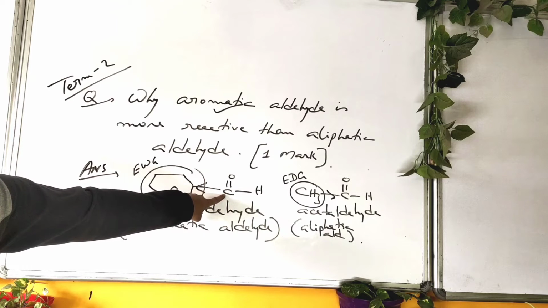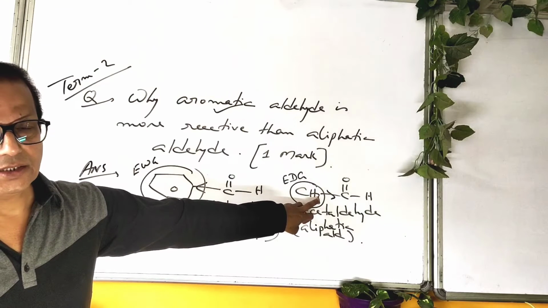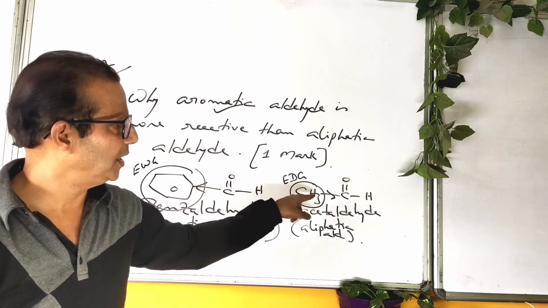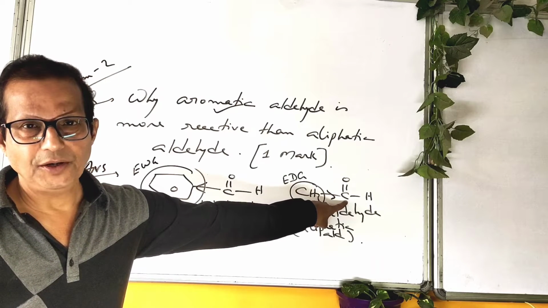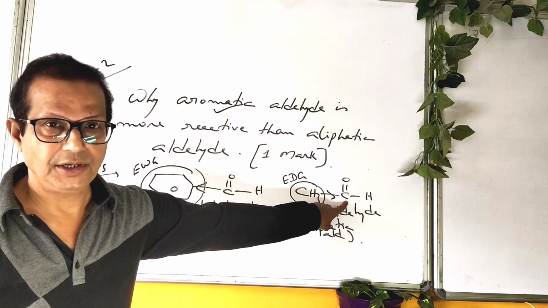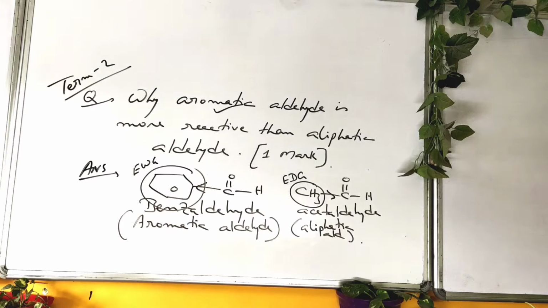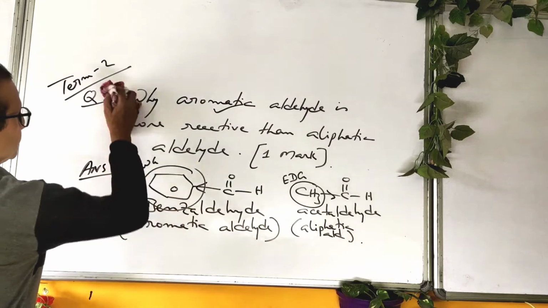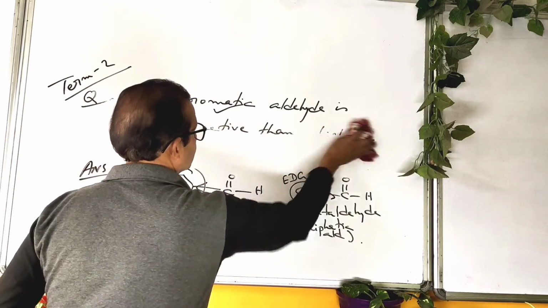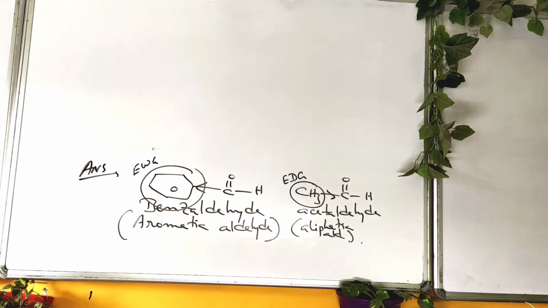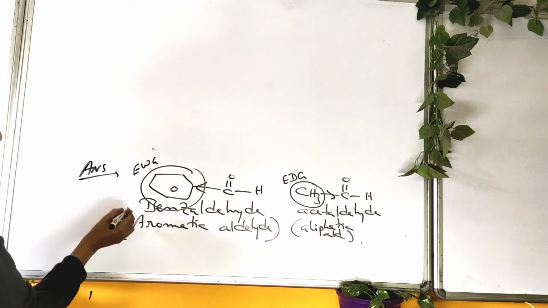So the reactivity of aldehydes towards nucleophilic addition reaction increases, while in acetaldehyde, due to the presence of the electron donating methyl group, the development of positive charge on the carbonyl carbon decreases. So reactivity decreases. So how to write the answer? Okay. Write it please. Okay. Continuation.